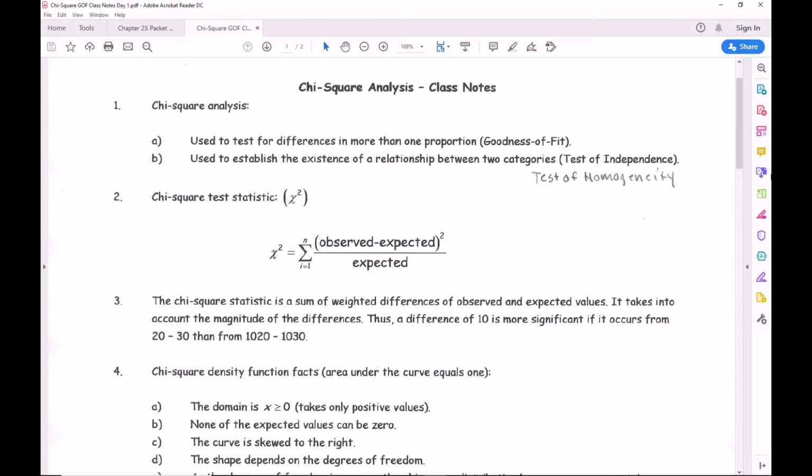So it can really allow us to expand into taking groups of proportions and seeing if they're either all equal to each other or equal to a standard, or if there's an interaction in the categorical variables that produce these proportions. So we've actually got 3 different kinds of chi-square tests.